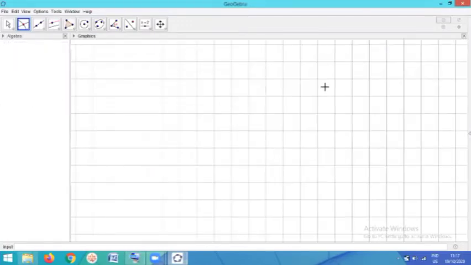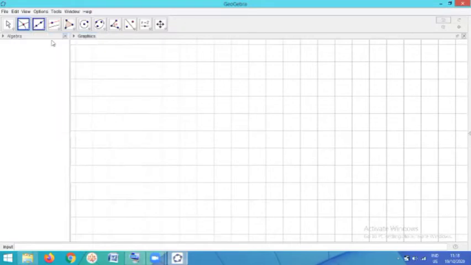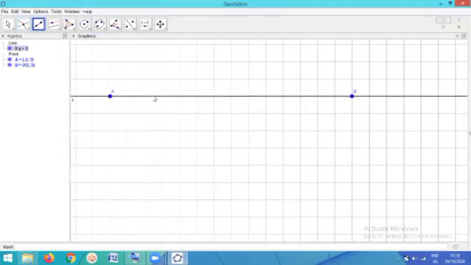Okay, let's look at the characteristic of overlapping lines. First, we draw two overlapping lines in GeoGebra. To draw the overlapping lines, we draw the first line and second line at the same place. We click the line tool and we draw the first line. The next, we draw the second line in the same place as the first line. So that forms two overlapping lines.